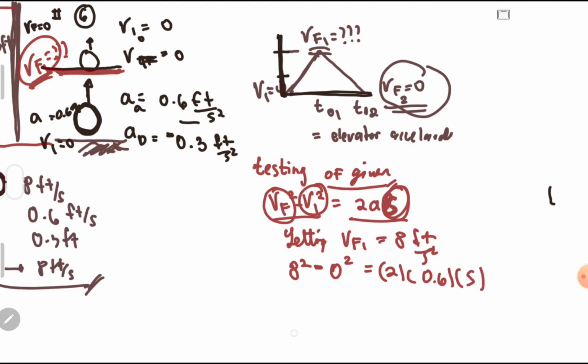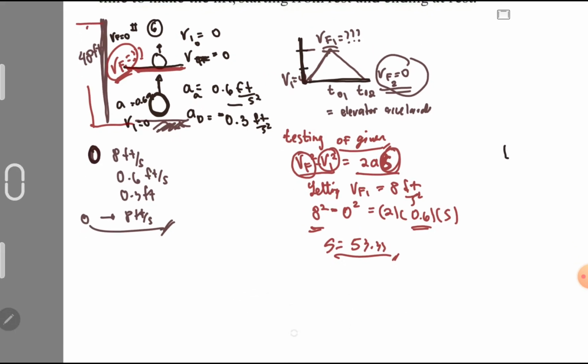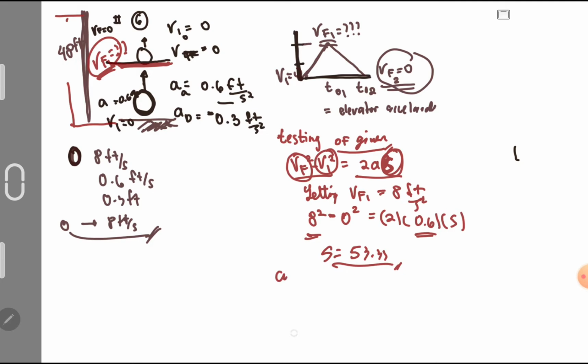So, anong height ang marireach niya at a certain speed, at a certain velocity, acceleration of 0.6 until it reaches 8 feet. So, mapapansin mo, 8 squared divided by 2 times 0.6, you have an S equal to 53.33. Comparing, so comparison. Take note that your S is 53.33 if you would want to reach 8 feet per second. So, ang height lang natin is 48 feet.